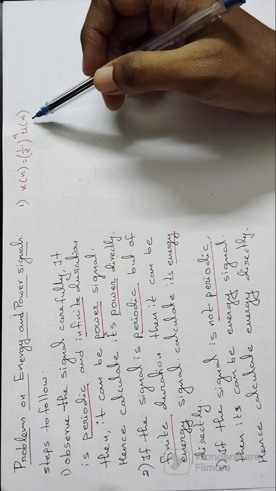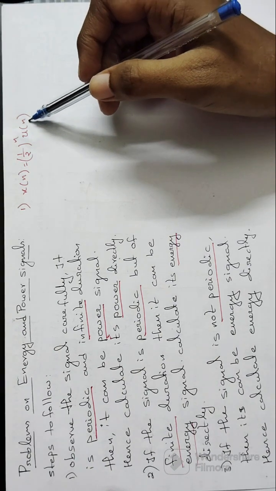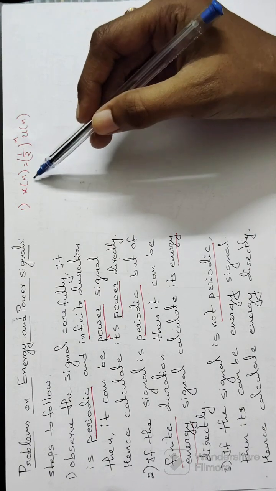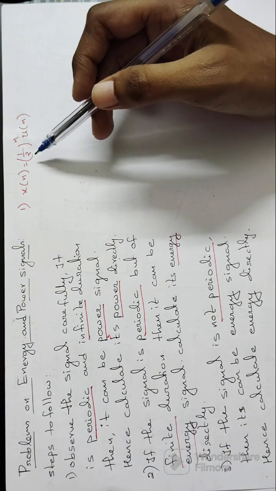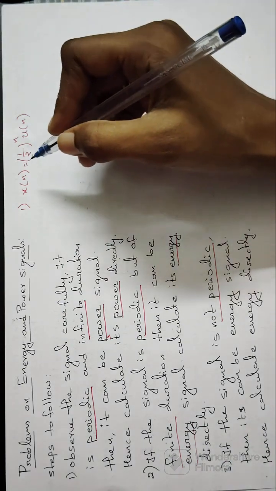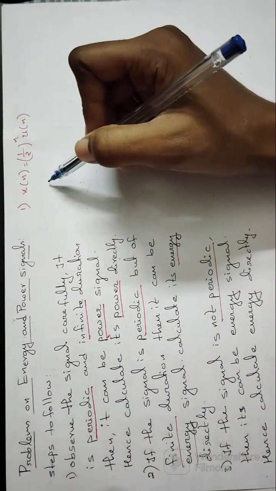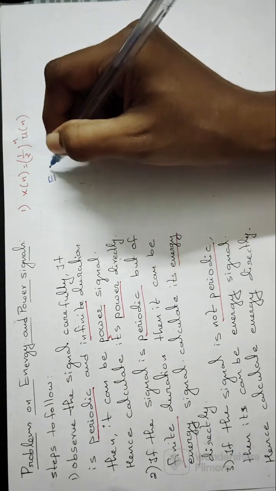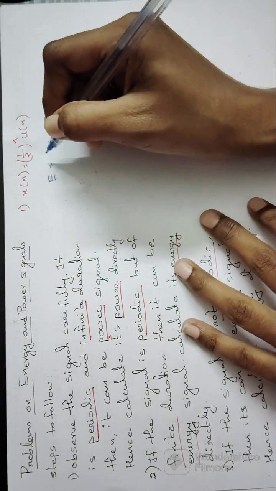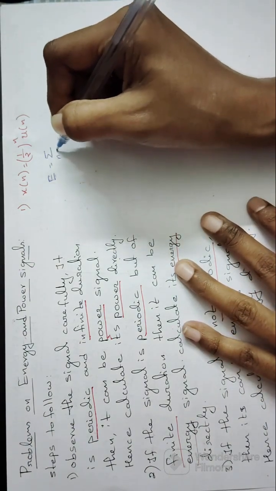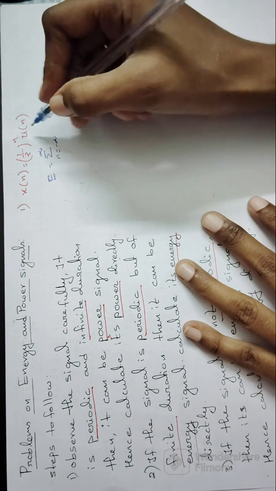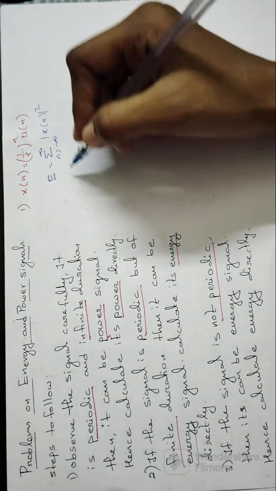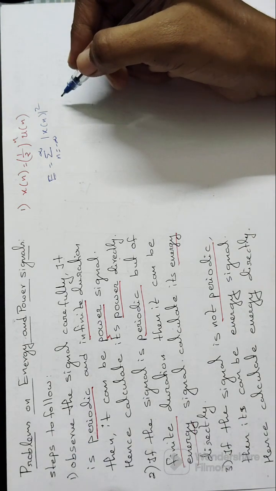Now, is this signal a continuous signal or a discrete signal? This signal is a discrete signal because of n. If it were continuous it would be x of t. Here it is x of n, so it is a discrete signal. Then you write the formula of energy, that is E is equal to summation n is equal to minus infinity to infinity mod x of n whole square. This is the discrete signal formula.